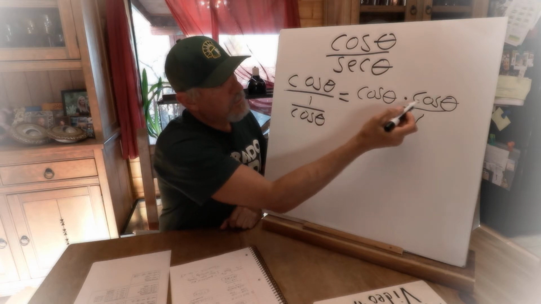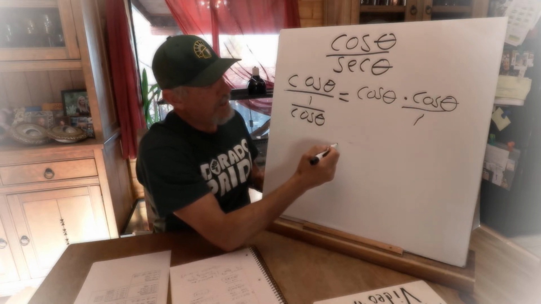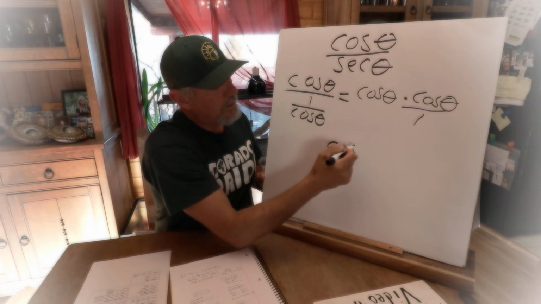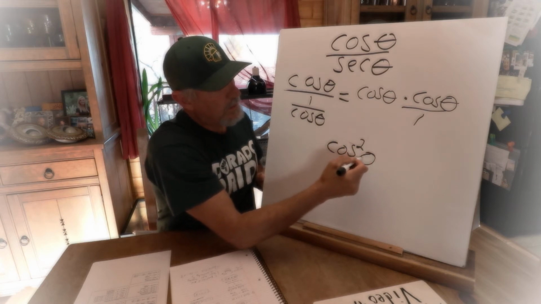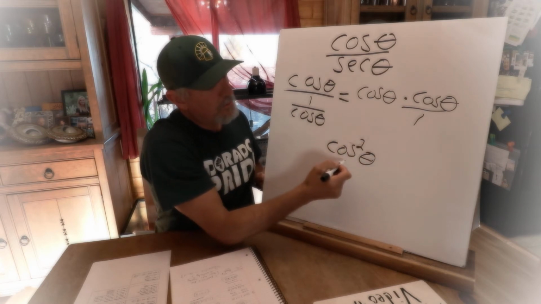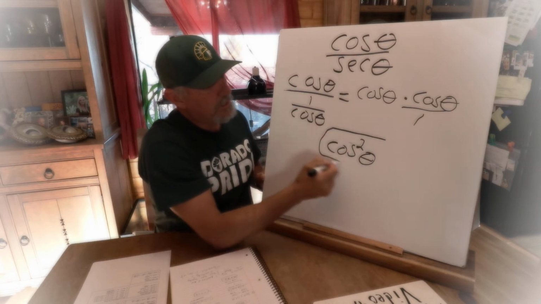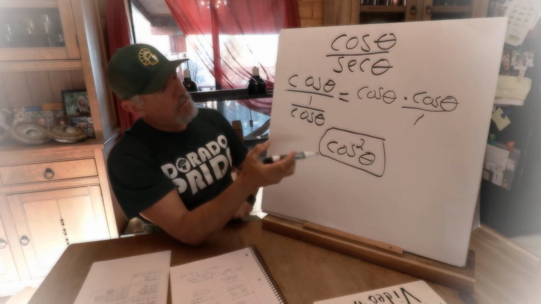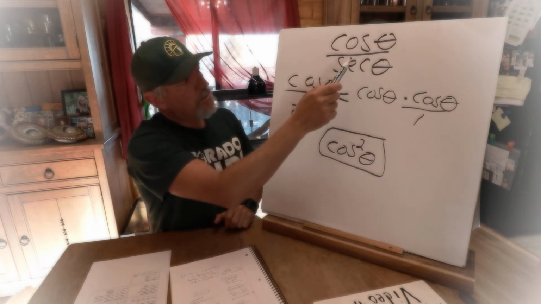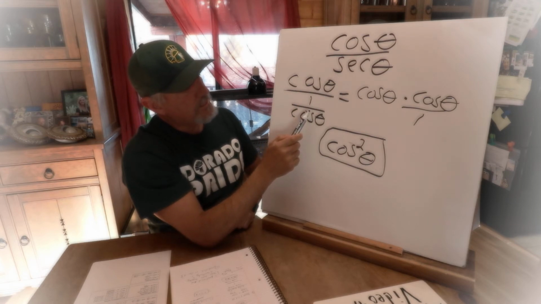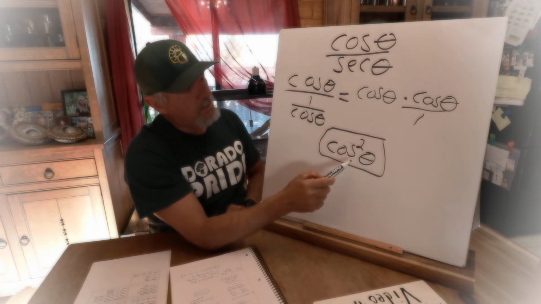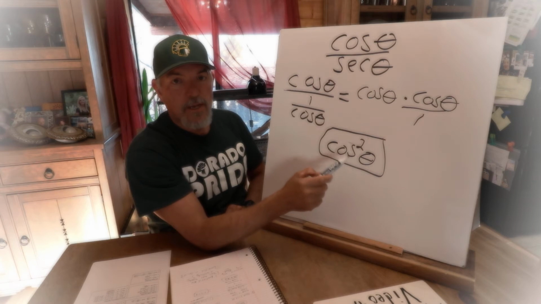Cosine theta times cosine theta is cosine squared theta. And you can put the 1 underneath it, but this is done. We started off with a fraction, we used our trig identities, and we ended up with a single trig function. That's generally what you're going to try to do.